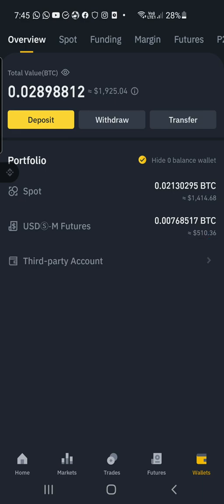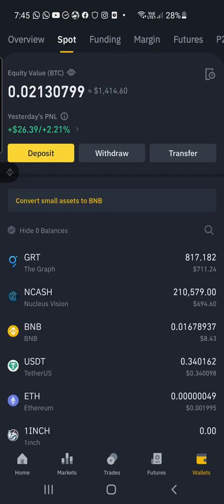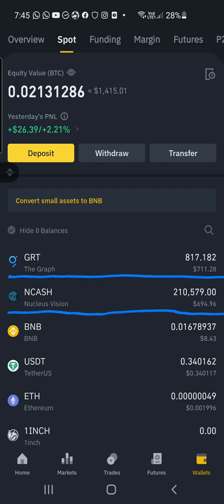To go into more details, you can go into the spot tab and you can see all of the coins that you have, which you already bought. So I have GRT and I have Ncash. As you can see, the number on top is how much of that coin you have. So I have 817 GRT, and underneath it is the equivalent in dollars. So 817 GRT equals $711. It's the same thing for Ncash. I have 210,579 Ncash, which is $694.96.